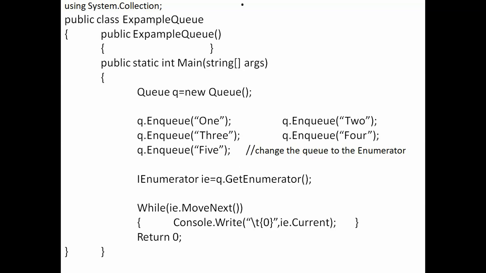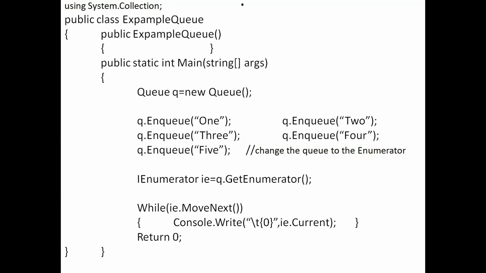So this is the first part of this program, to add data to the queue. By using the Enqueue function, we can add data to the queue, and when we want to access data from the queue, we will use the IEnumerator interface. It starts with I because I represents interface. It means IEnumerator is an interface. So we can directly write the function with it.